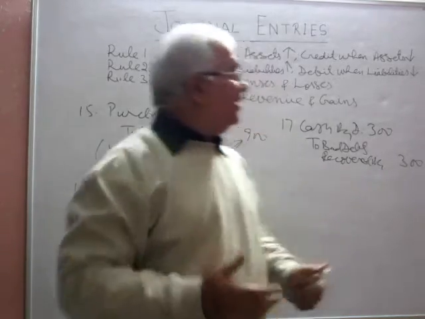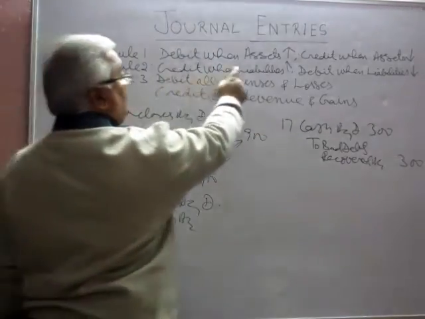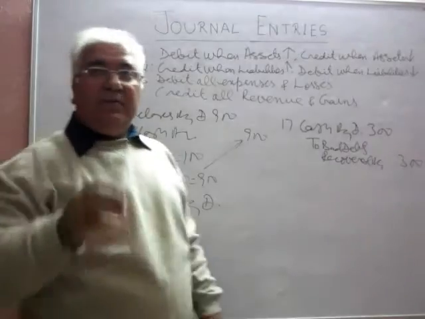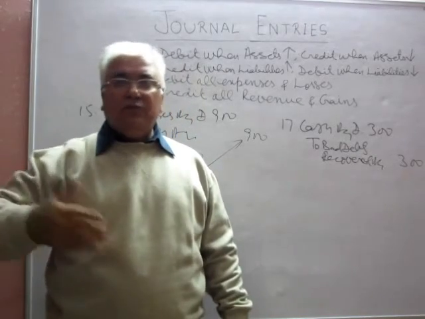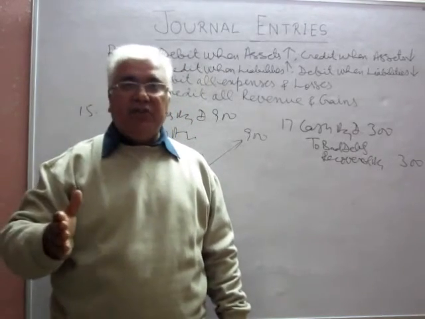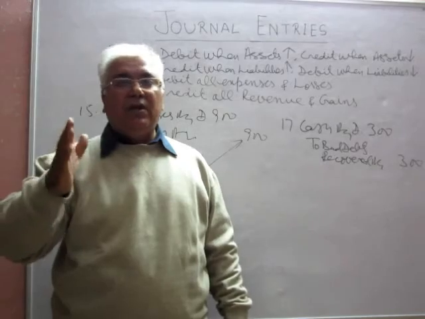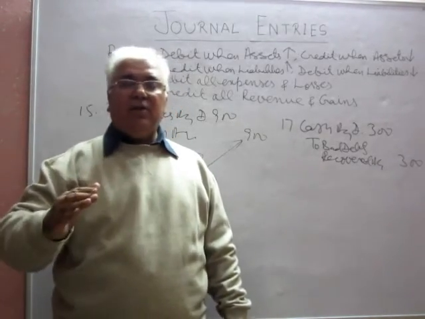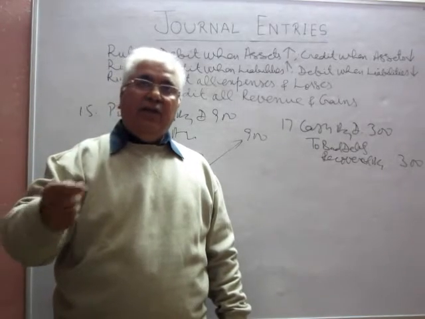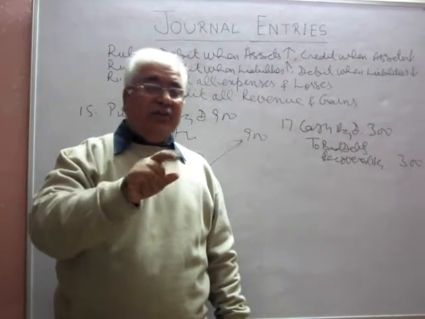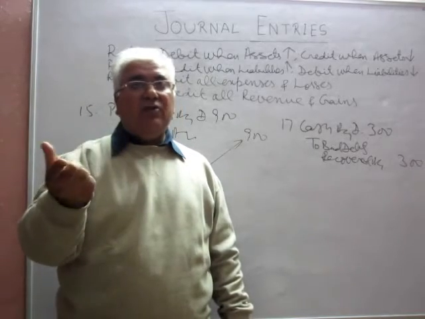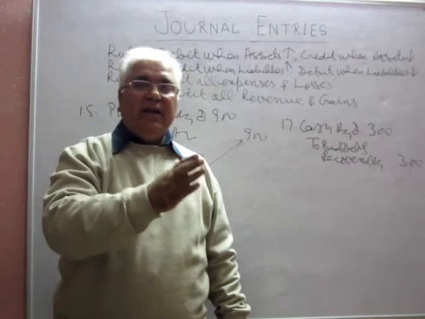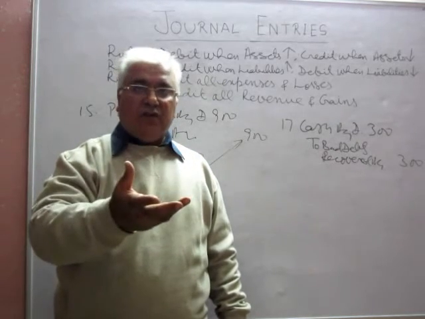So the rule for liabilities is credit when liabilities increase and debit when liabilities decrease. So if the proprietor withdraws goods or cash from the firm, his capital is reducing. So we could debit his capital account. But instead of debiting his capital account again and again, we debit the drawings account, which is ultimately closed to the capital account at the end of the year. We keep this account separate so as to analyze how much was withdrawn.